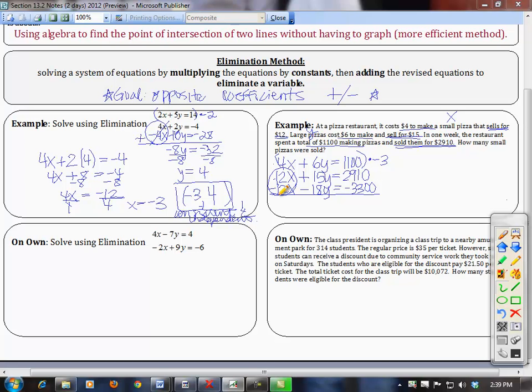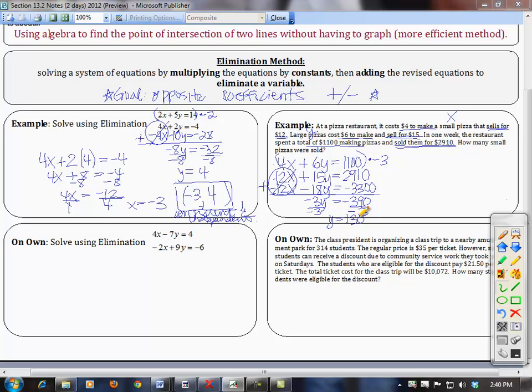If I add these together, 12 and negative 12 cancel. 15 plus negative 18 is negative 3y. 2910 plus negative 3,300 is negative 390. And if I go to solve, I divide by negative 3, and I get that y is 130.